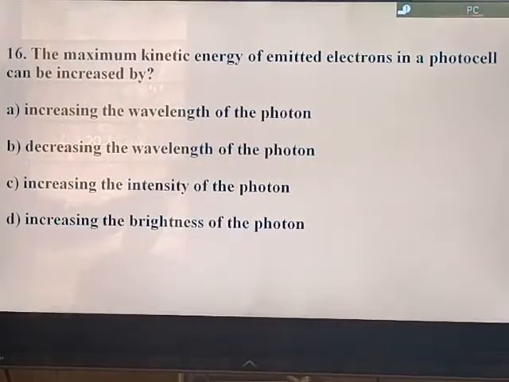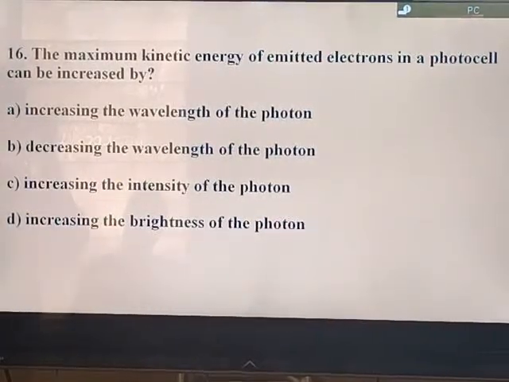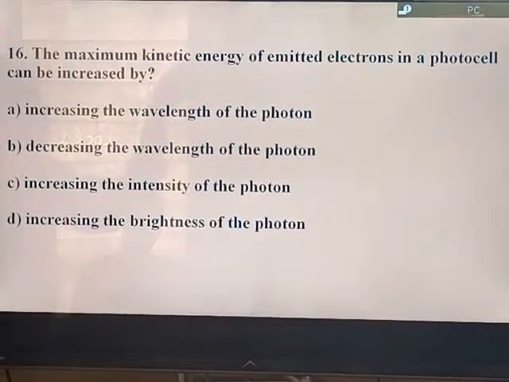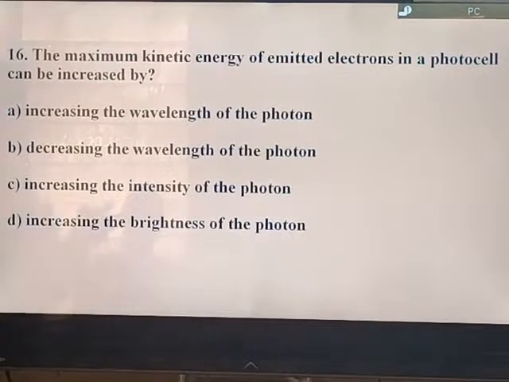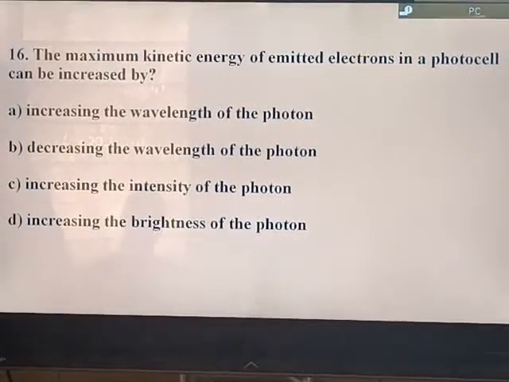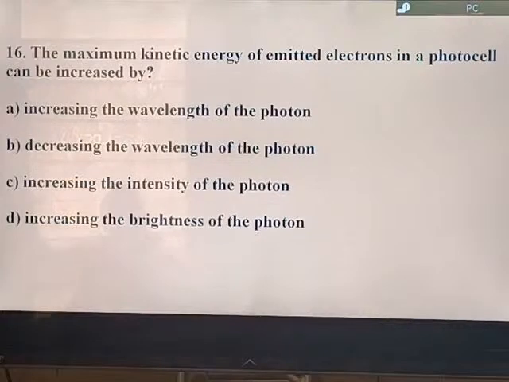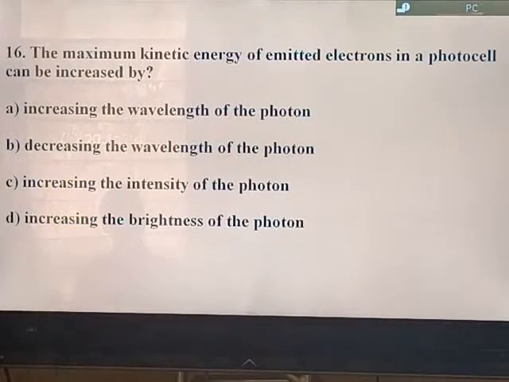Now, there are two ways of increasing the maximum kinetic energy of emitted electrons. Number one, by increasing the frequency, but there is nothing like frequency in the options here. And you know that as you are increasing the frequency, you are decreasing or reducing the wavelength. So it's either you increase the maximum kinetic energy of electrons by increasing the frequency, or by decreasing or reducing the wavelength. So the correct answer for this is option B.